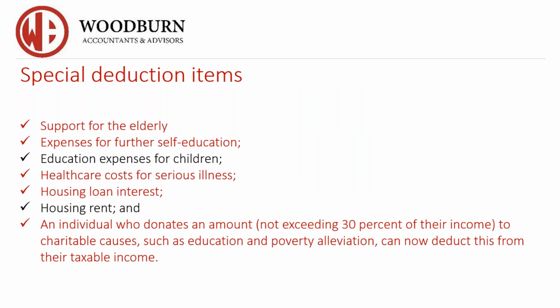So special deductions are still being offered to individuals. If you look at the black items, education expenses for children and housing rent, that was always there. That was always available as a deduction for anybody's salary package. But now in the red, you have the additional deductions that are being offered, which is support for the elderly, expenses for further self-education, healthcare costs, housing loans, and individuals that are making donations.